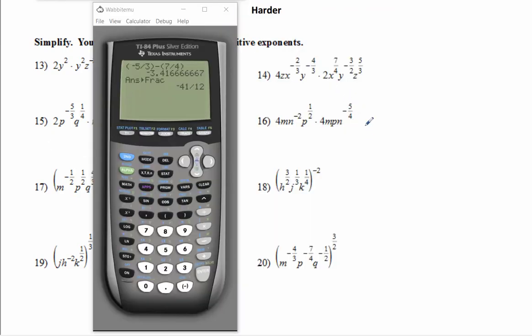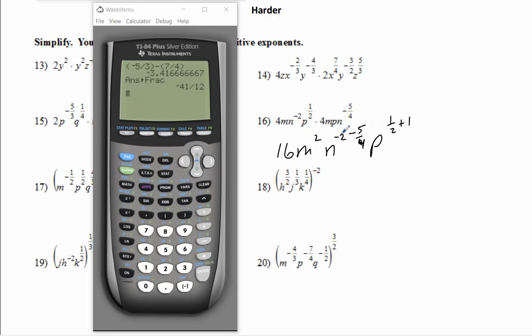Okay, this one shouldn't be that bad. 4 times 4 is 16, right? M to the first plus m to the first, which is m to the 2, right? 1 plus 1 is 2. N to the -2, I'm sorry, n to the -2 minus 5/4. We'll have to do that on our calculator. There we go there. And then p to the 1/2 plus 1. That's what a 1 is right there. So there we go there.